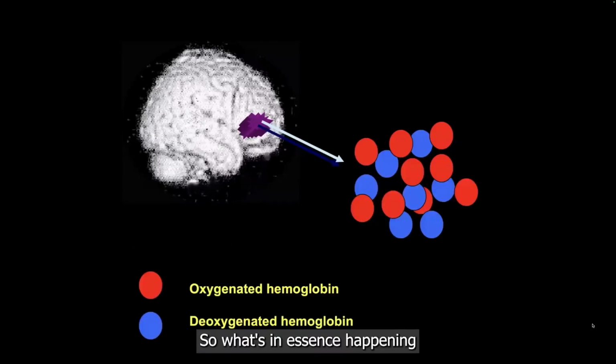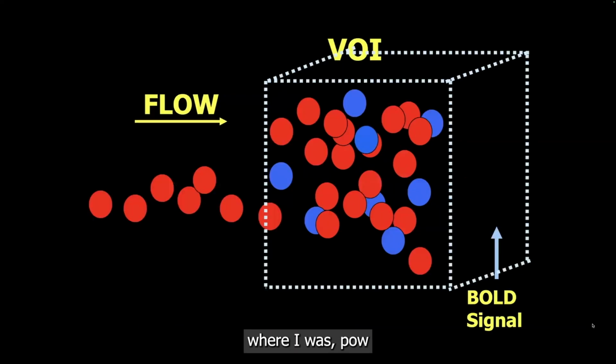So what's in essence happening? Pow, I think about something. So there's more neurons firing here in the prefrontal cortex because I'm doing math or something cognitively demanding. And now we're going to track the relationship between oxygenated blood and deoxygenated blood. And so there's some baseline level of a ratio of this here locally where I was thinking about something.